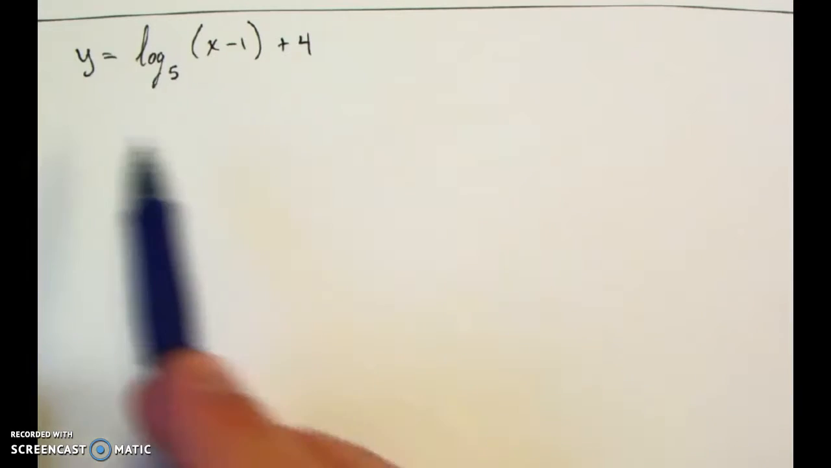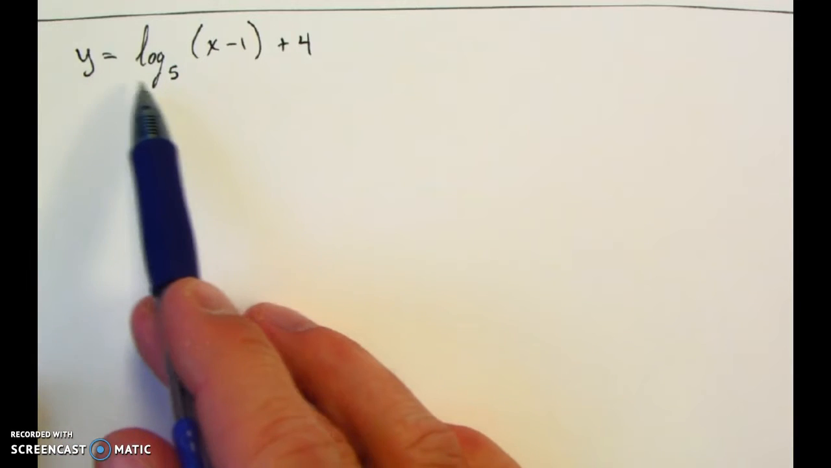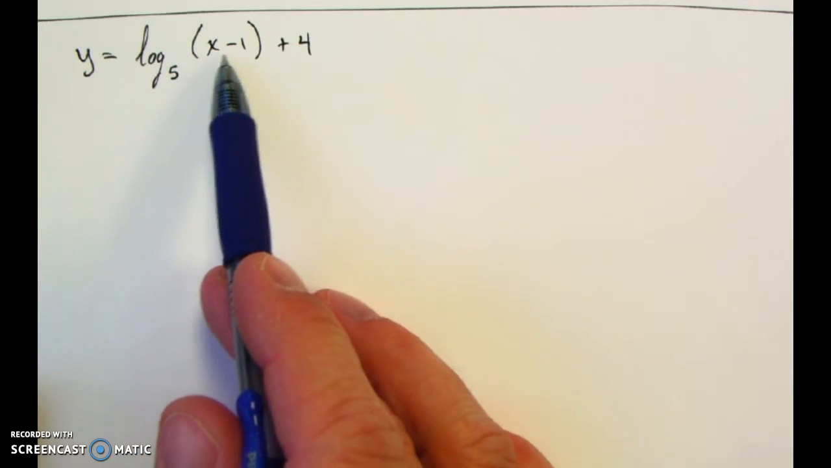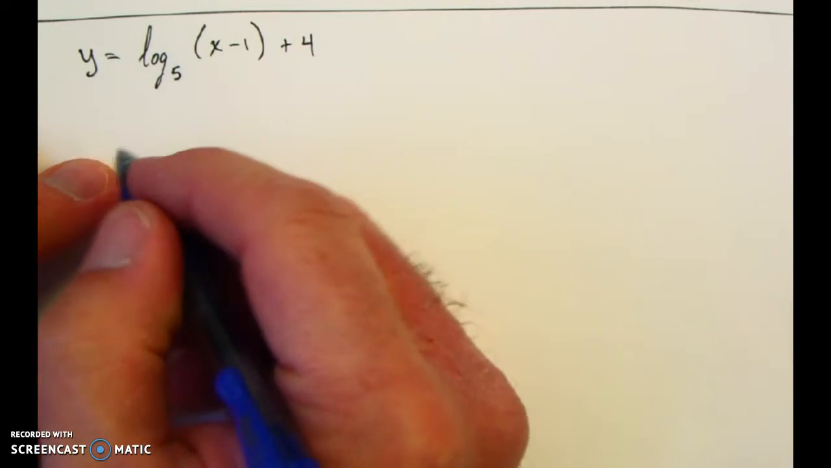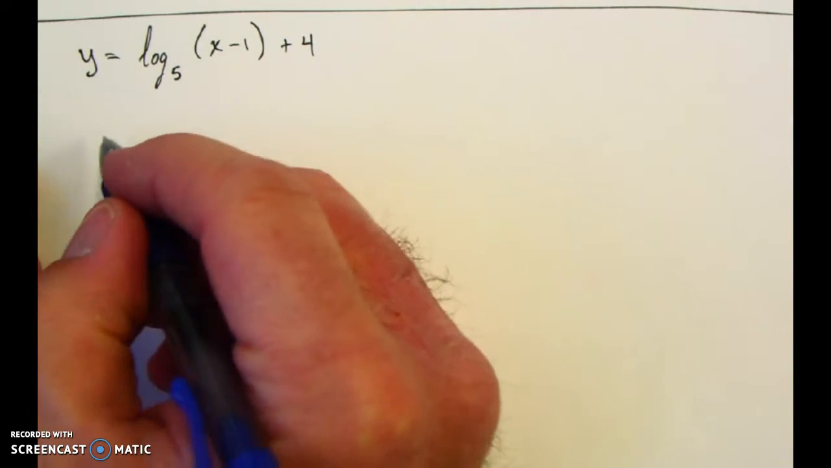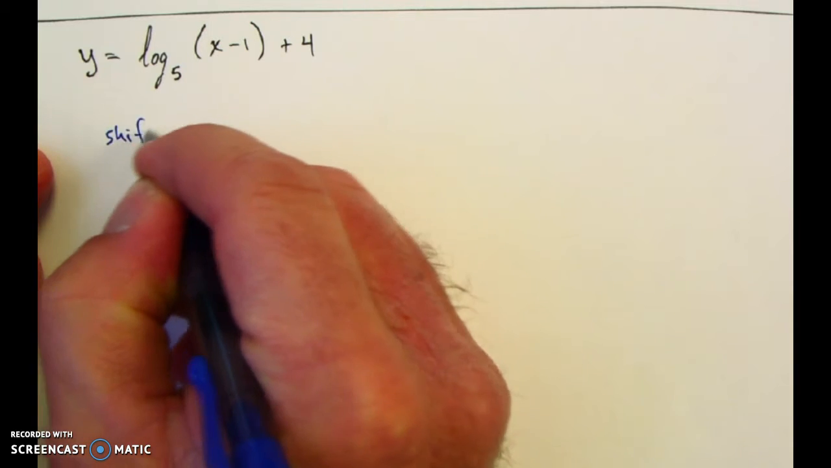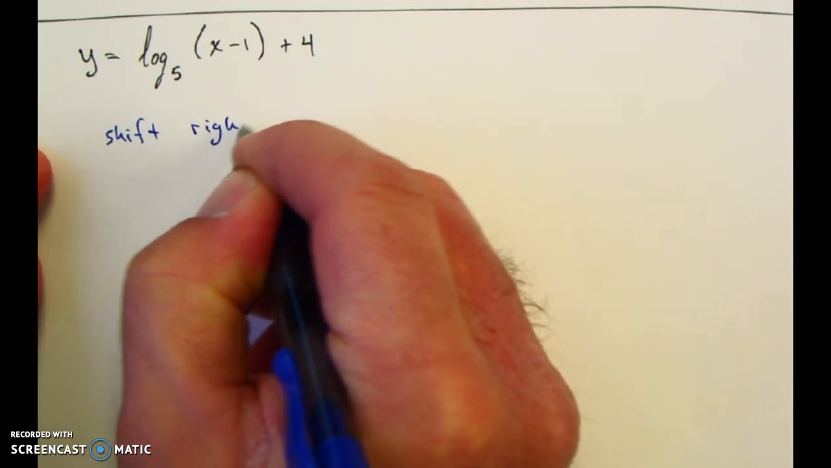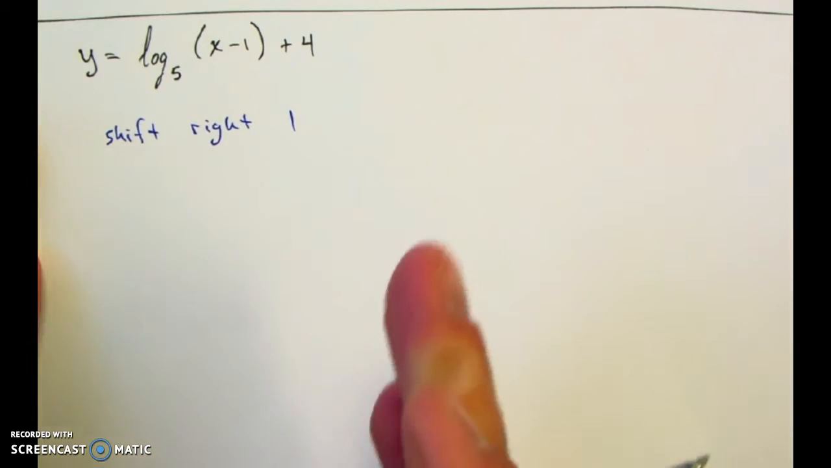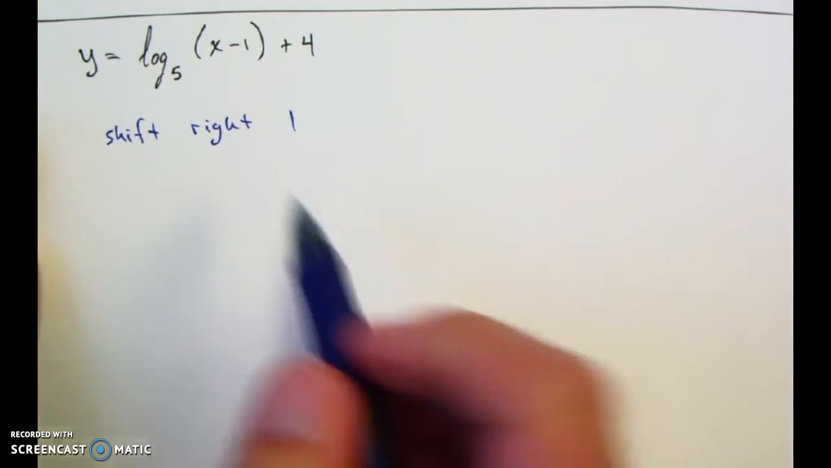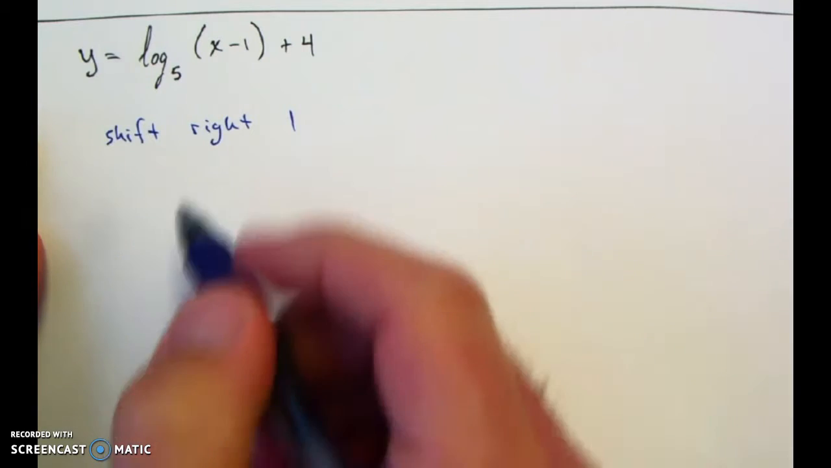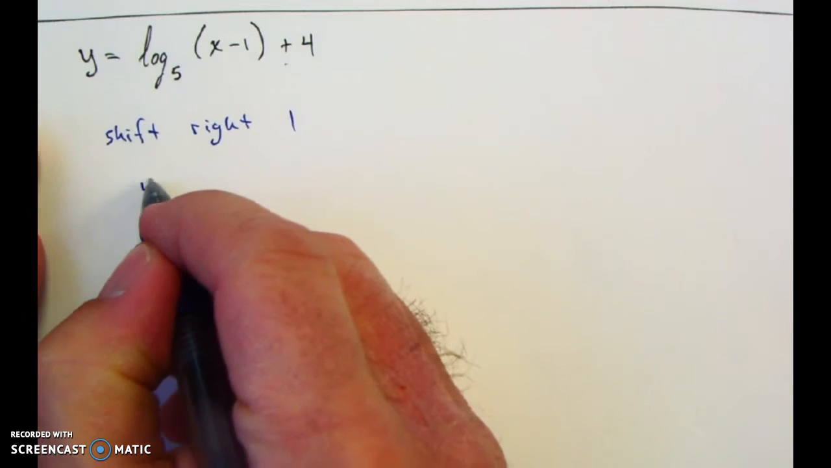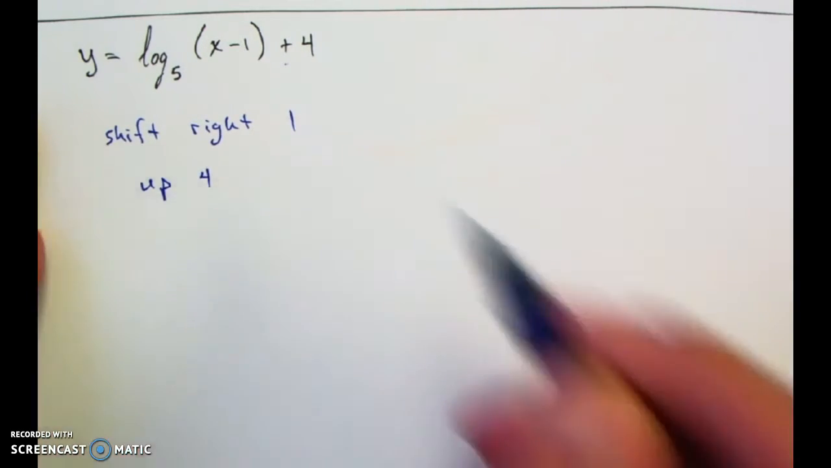Looking at a logarithmic function like this, where we have log base 5 of x minus 1 plus 4, to begin with, the x minus 1 tells us that we're going to shift right 1. So one thing we'll have to pay attention to with that as far as shifting left and right is that it's going to change where our vertical asymptote is going to be. We also have the plus 4, so it's going to move this up 4.